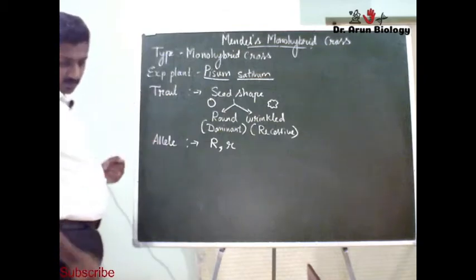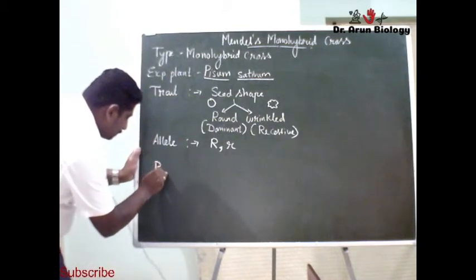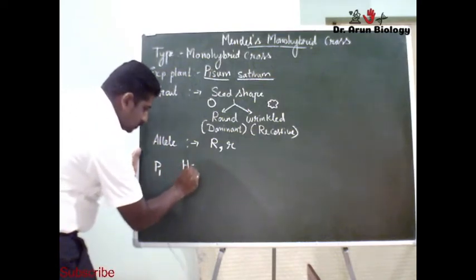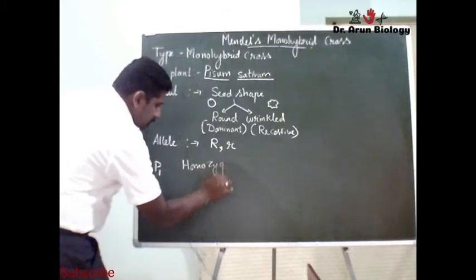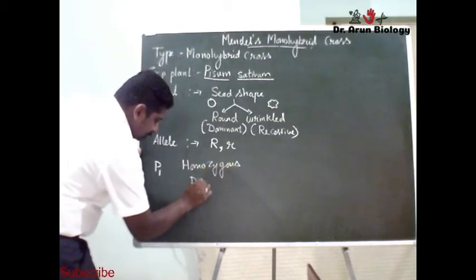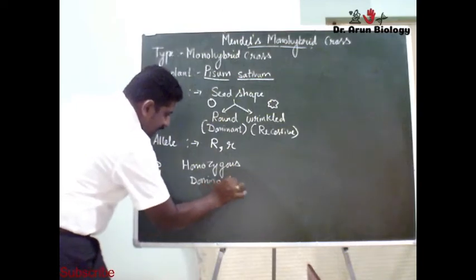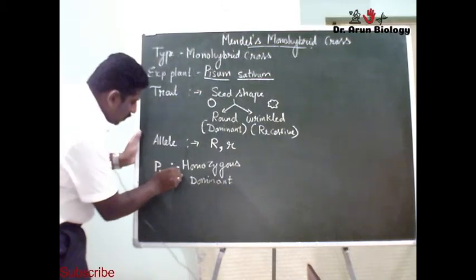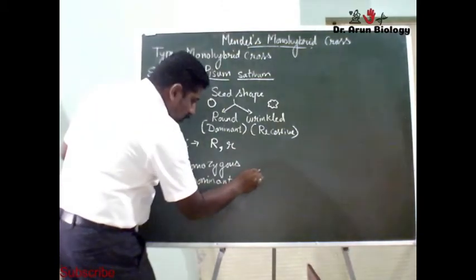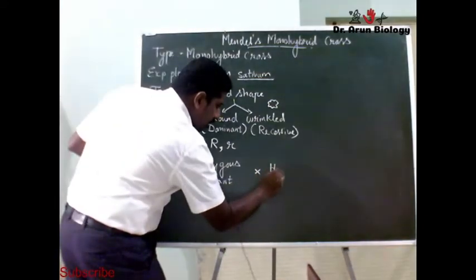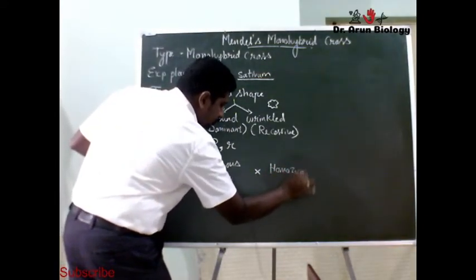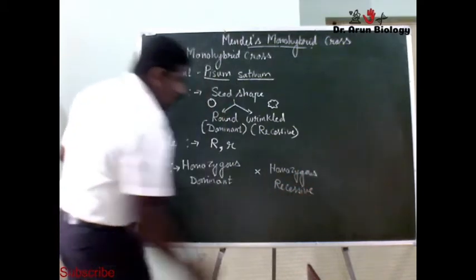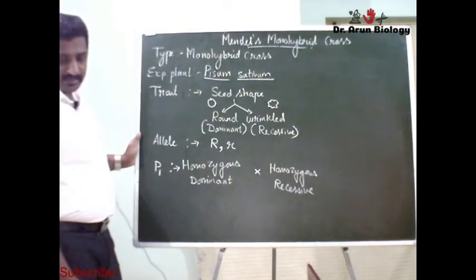Now we are going to perform the cross. Now he took the P1. P1 means the first parents, so the trait should be pure breeding. So one should be homozygous dominant, because first he has chosen only the pure breeding plants. So parent one will always be homozygous dominant. He crossed the homozygous dominant with the homozygous recessive one.